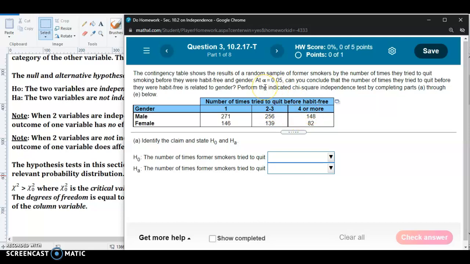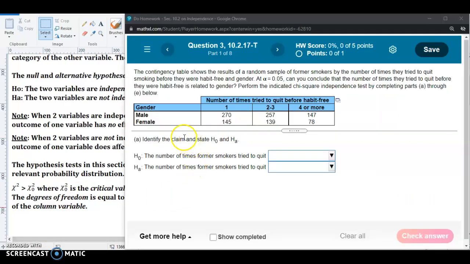So at alpha, which is the significance level, so at alpha equal to 0.05, can you conclude that the number of times they tried to quit before they were habit-free is related to gender? So we're going to perform the indicated chi-square independence test by completing parts A through E. In other words, we want to know whether the gender of the individual influences the number of times that they tried to quit before they were habit-free from smoking.